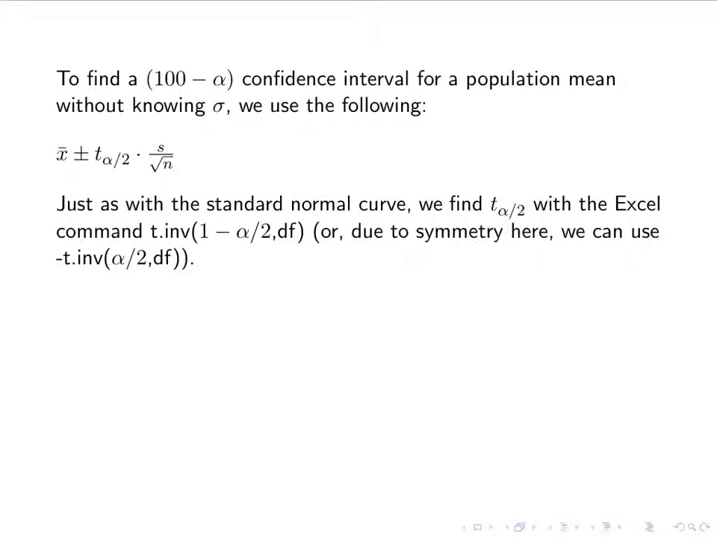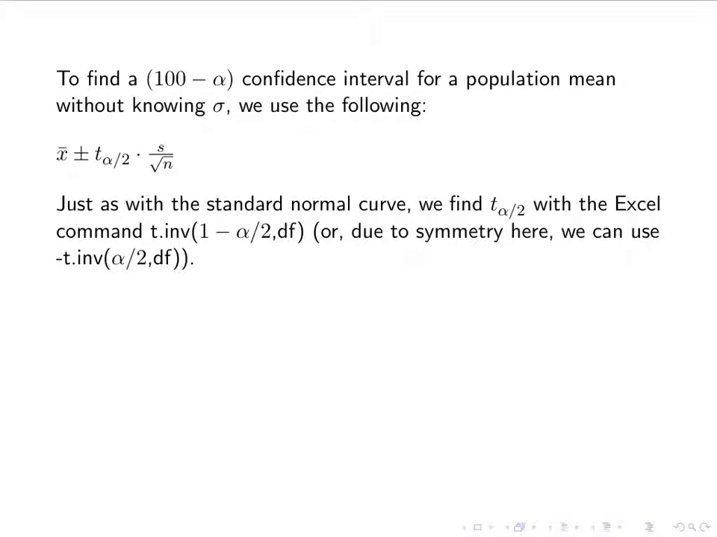We could also, due to symmetry, use negative T.INV of alpha over 2, df. So again, it's symmetric over 0. So whatever t sub alpha over 2 is, it's the negative of t sub 1 minus alpha over 2. Okay, so you can use symmetry there. Just don't forget that you're going to take off the negative sign.